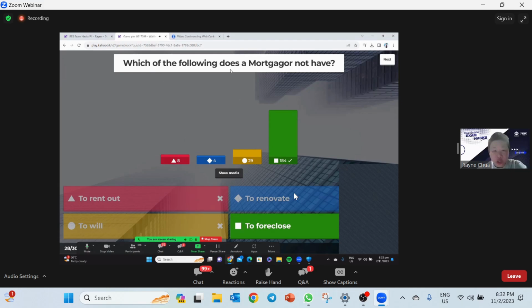Okay, so a mortgagor can rent out a property. The mortgagor is the person who borrows. So you buy a property, you are the borrower, you're called a mortgagor. After you buy the property, you can rent out the property, you can renovate the property, you can will away the property, but you cannot foreclose a property, because foreclosure is the right of the mortgagee, which is the bank. Okay? All right.